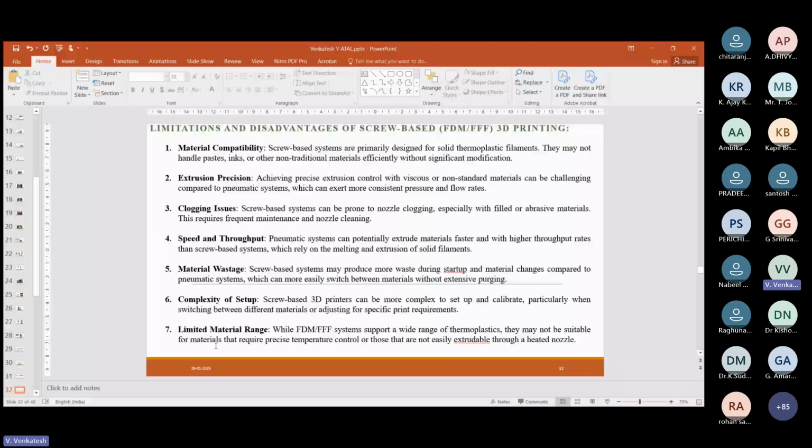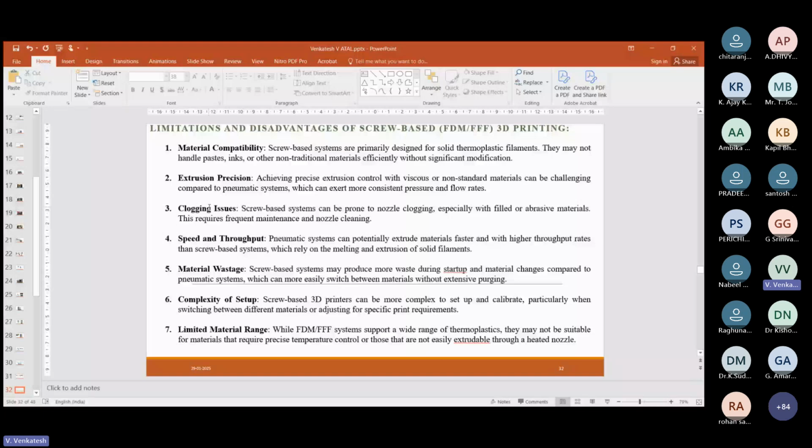The first limitation is material compatibility. The above published technologies were not suitable for all varieties of materials, including polymers, polymer composites, hydrogels and some others. There is no precise extrusion control over the extrusion nozzle, and clogging issues were identified with the above setups. Speed and throughput were also one of the major limitations in the products developed by different researchers, and the wastage of materials was also very high.